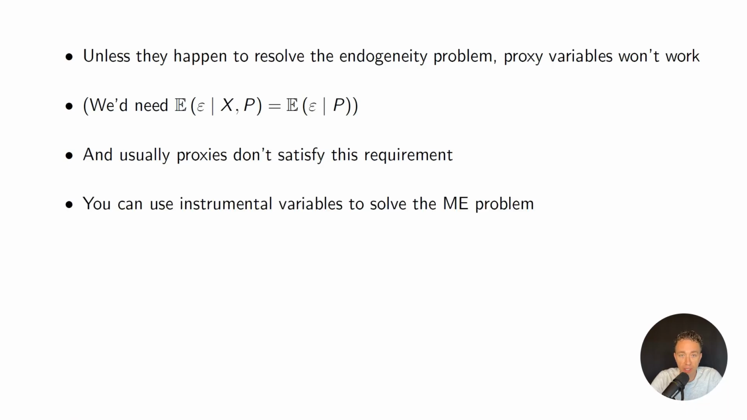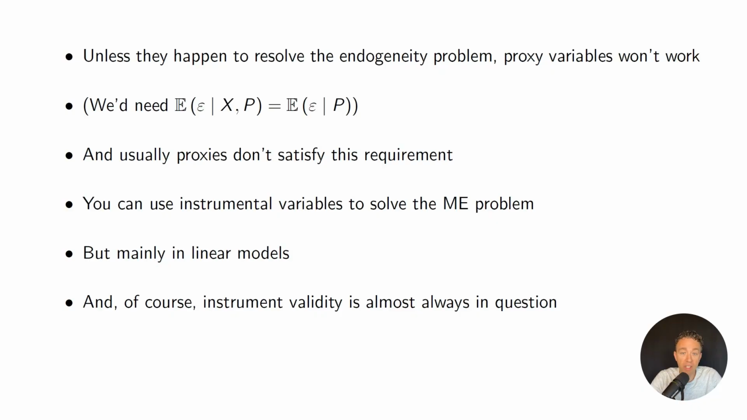But under certain conditions, we can use instrumental variables to solve this measurement error problem. There's a long document written by Steve Pischke that I'll post in the companion repository to these videos that you could consult if you are interested in all sorts of results about measurement error in regression models. However, this instrumental variables approach is mainly useful in linear models. And as always, the validity of the instrument is something that we should question or at least critically analyze.